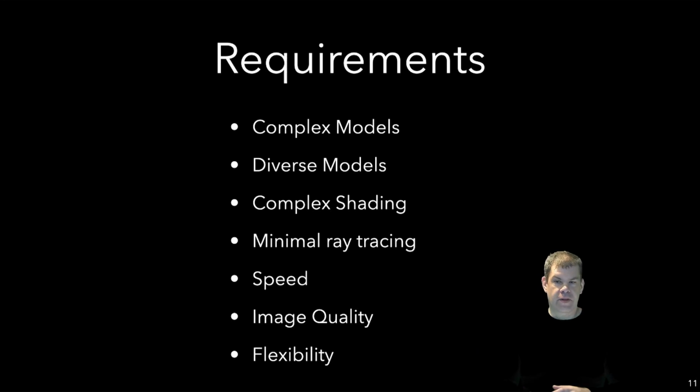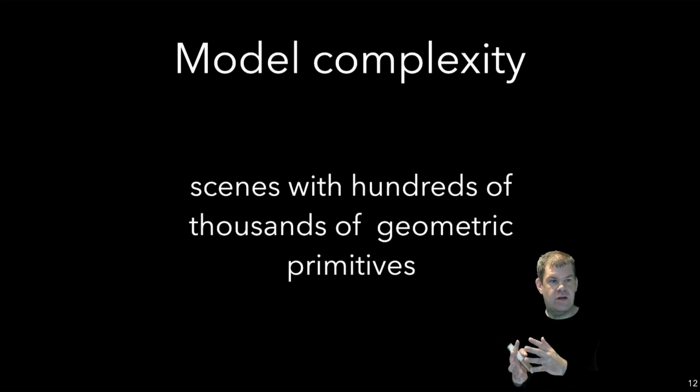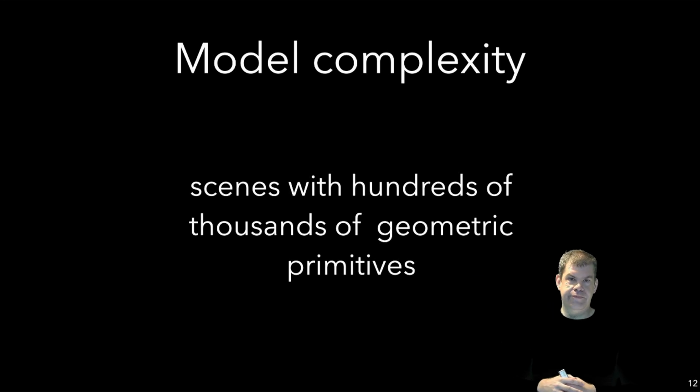It should support complex shading. Minimum ray tracing: even in the 80s, ray tracing was a known technique. It's actually one of the first computer graphics techniques. It was developed a couple of years before rasterization, so it was well known. The system should be fast, have sufficient image quality, and be very flexible for future editions. Let's now look at these things in more detail.